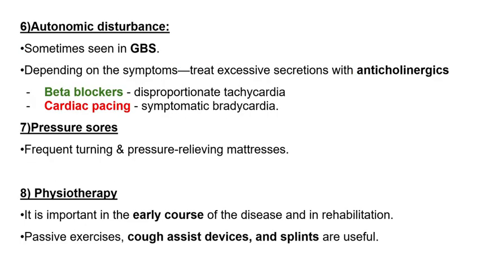Autonomic disturbances are seen in GBS. Depending upon the symptoms, we have to treat excessive secretions with anticholinergics. If it is a disproportionate tachycardia, then beta blockers may be used, and if it is a symptomatic bradycardia, then we have to go for cardiac pacing. Pressure sores: frequent turning and pressure-relieving mattresses should be used. Physiotherapy should be encouraged. It is important in the early course of the disease and in rehab. Passive exercises, cough assist devices, and splints are useful.